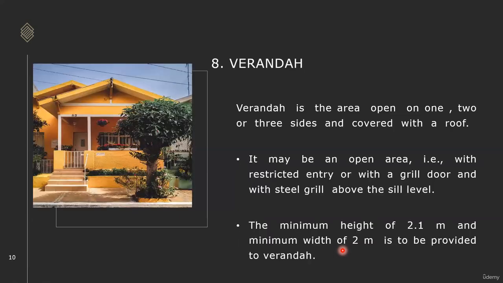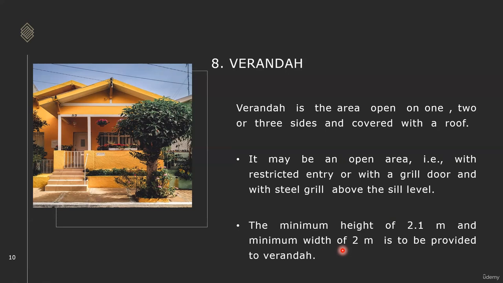Next one is veranda. So what is the veranda? Veranda is the open area which is covered with the roof, but only covered with the roof, not with the walls. Okay, it may be an open area that is with restricted entry or with grill doors and with a steel grill and above the sea levels.